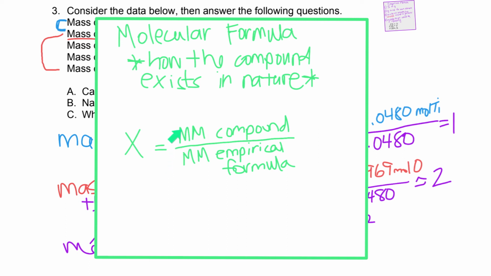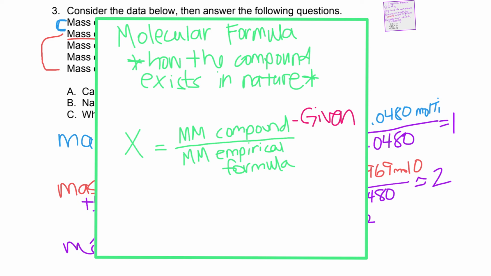Now this number in the numerator needs to be given to you in the problem. So if enough information isn't given to you, then you're not going to be able to solve for the molecular formula. And the empirical formula, oh well, you just found that. So you can just add up the molar mass of that using the periodic table.